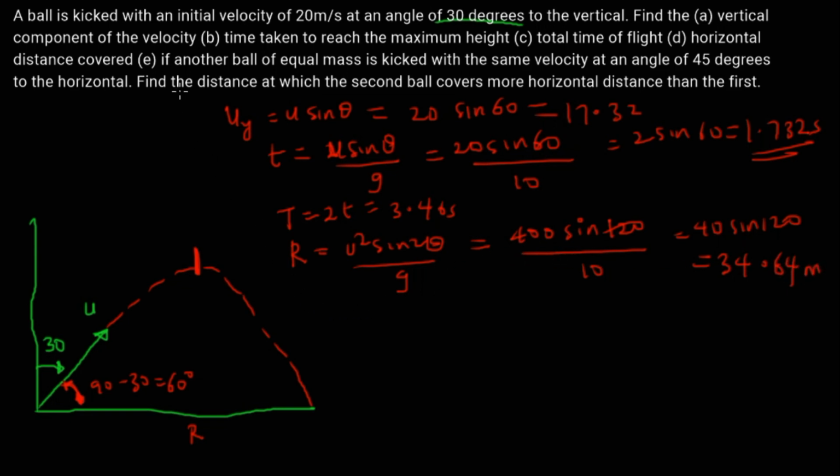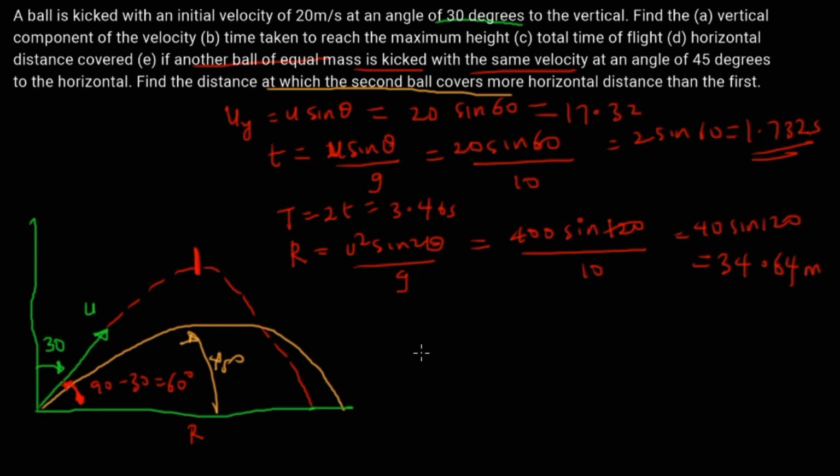Okay, now the other question says if another ball of equal mass is kicked with the same velocity but at an angle of 45 degrees, the object will move farther than the former object. Find the distance at which the second ball covers more horizontal distance than the first.